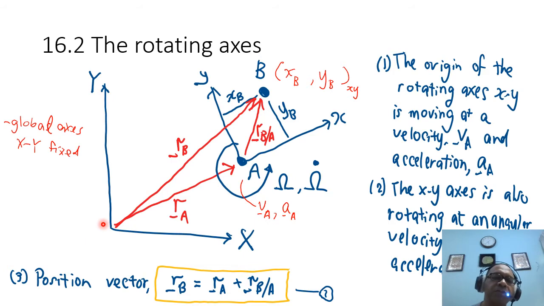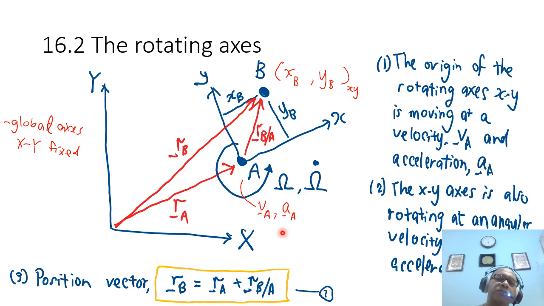So we have drawn the position vector RA, and RB relative to A, and position vector B. So we can write the equation of the position vector as position vector B equals position vector A plus position vector B relative to A. This is our equation 1.